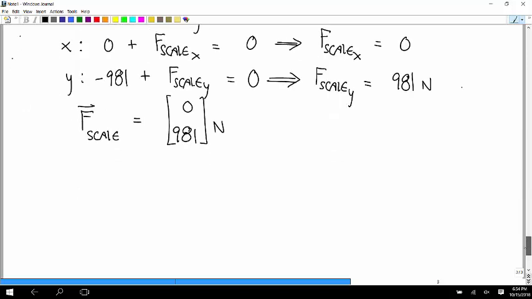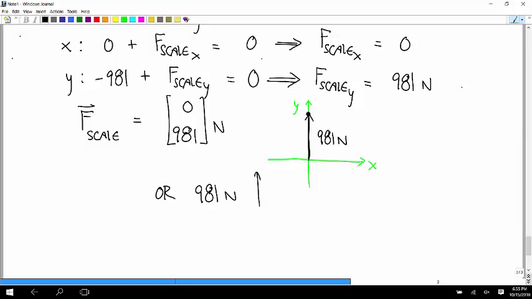And then, in other words, if this is the coordinate system, plot that point. So go 0 in x, positive 981 in y. You get a vector that looks like this, magnitude of 981. So another way to say this is a magnitude of 981 newtons.